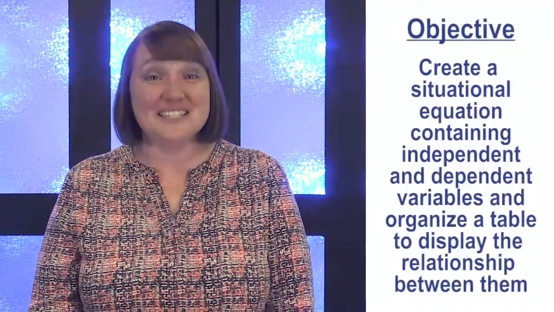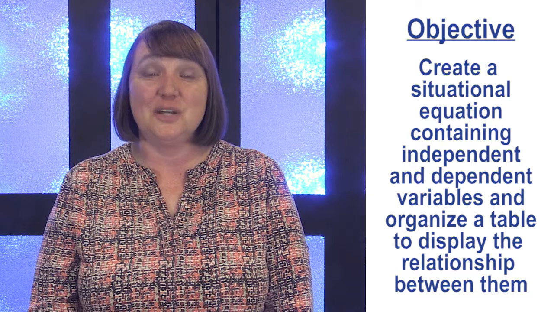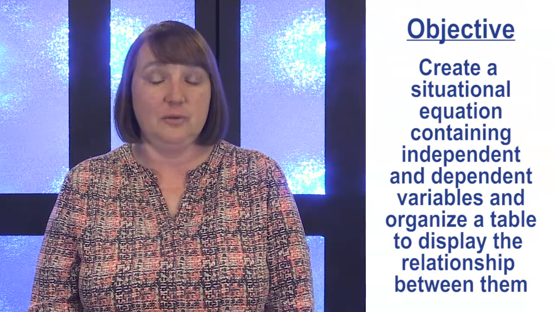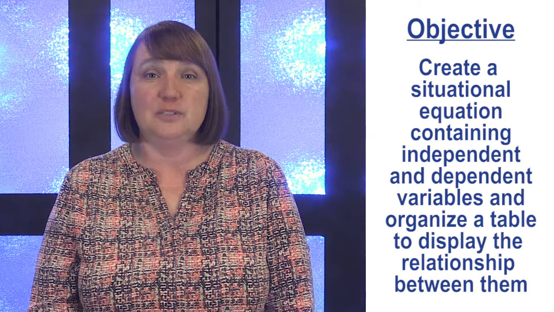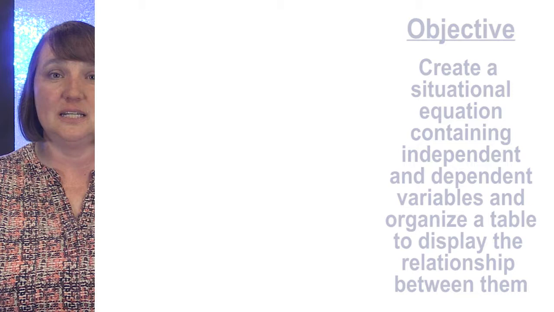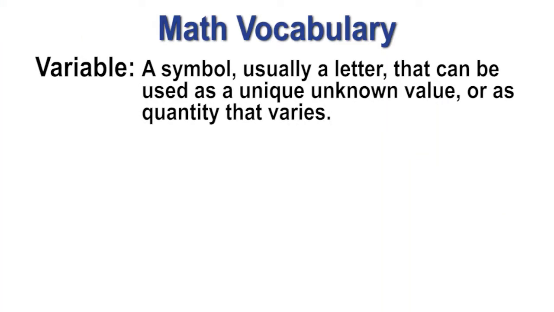The objective of this lesson is to create a situational equation containing independent and dependent variables and organize a table to display the relationship between them. In previous lessons, we learned a variable is a symbol that represents a number that is unknown. In real-world applications, a variable can be anything that is not fixed or something that changes.